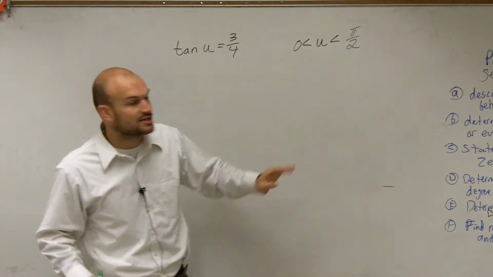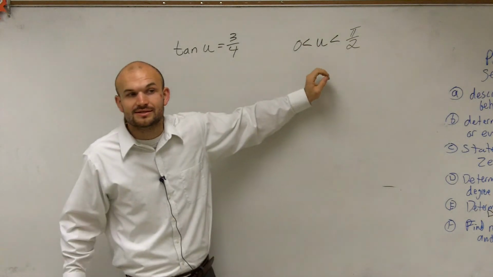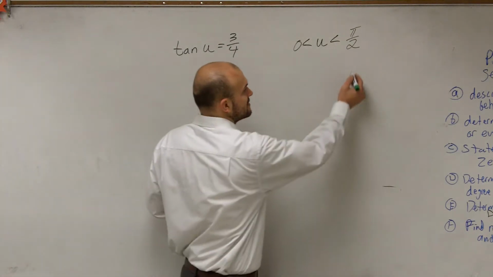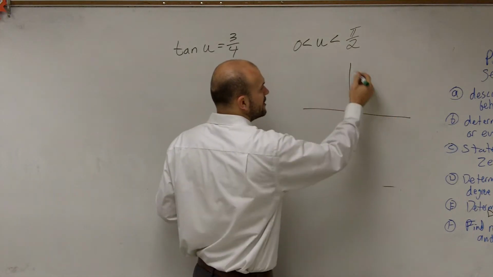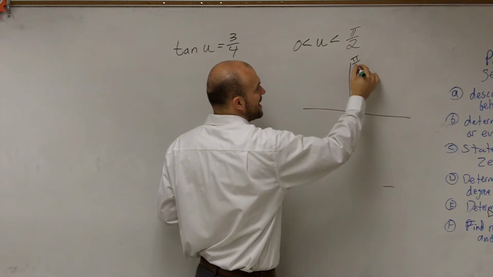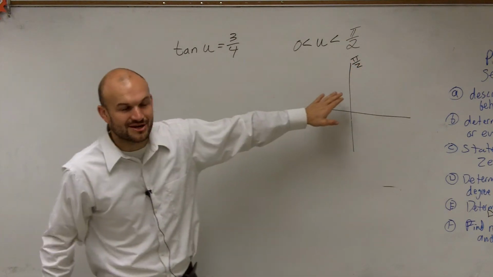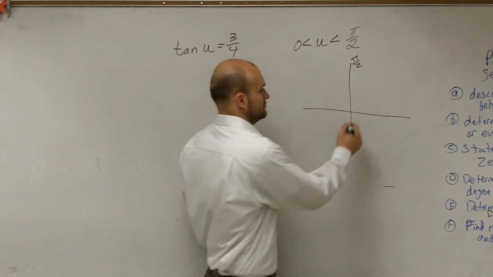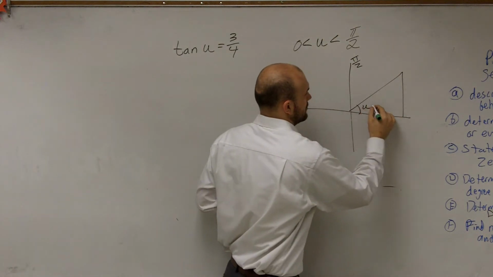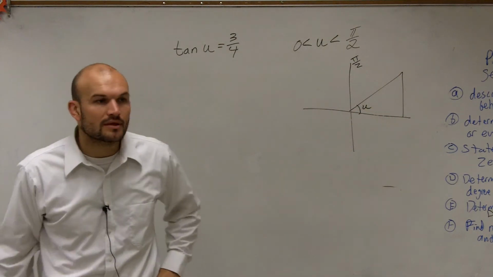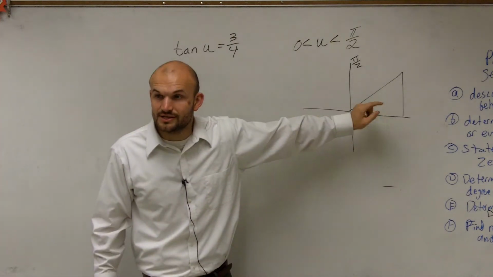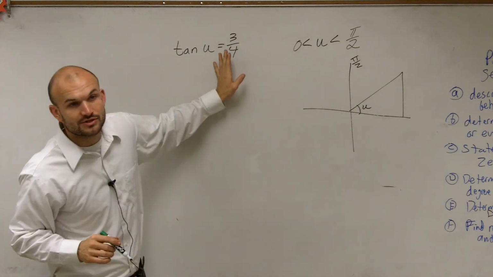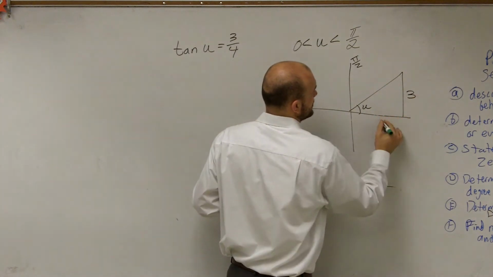Now, the important thing about creating a triangle is it has to fall within the constraints. The constraints are our angle u has to be between 0 and pi halves. So if we take a look at the unit circle, here's 0, here's pi halves. Therefore, my triangle has to be contained within the first quadrant. So now you can see I have my triangle within the first quadrant, where my angle u is right here. So I have tangent of u is 3 over 4, which is my opposite over my adjacent.